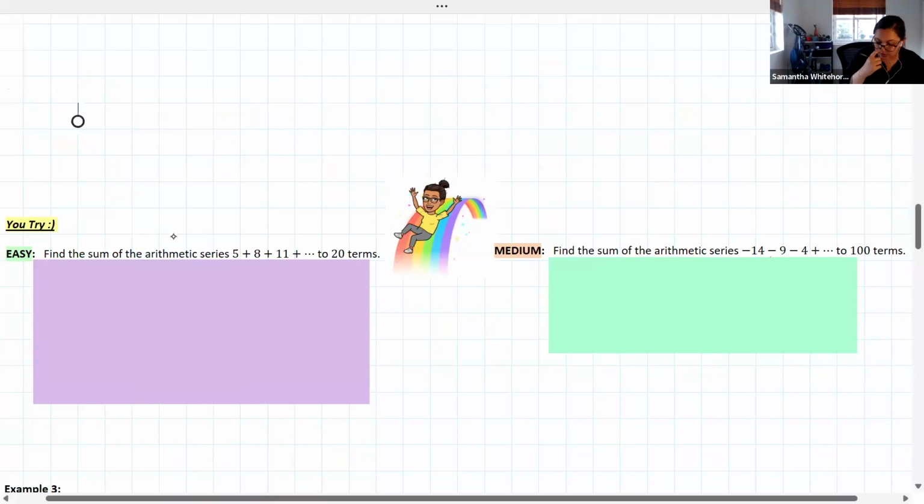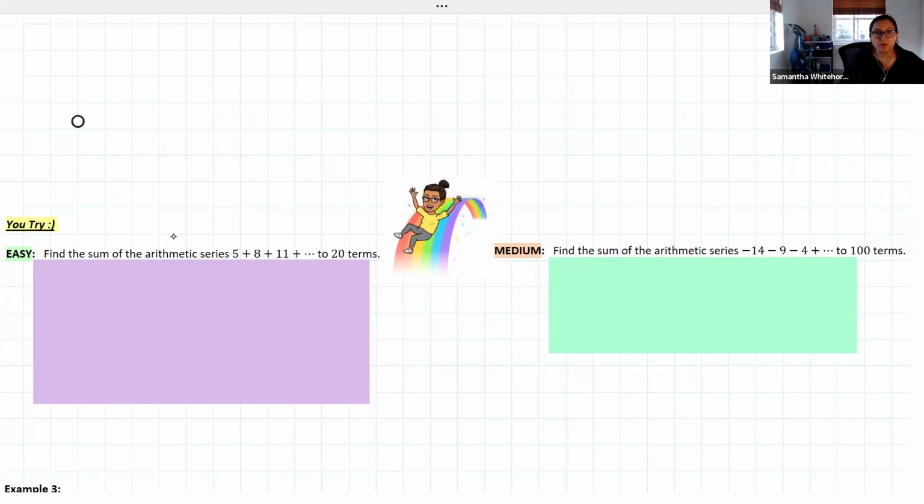The easy one, you've got the arithmetic series 5 plus 8 plus 11, and I want the sum of the first 20 terms. Whereas the medium one, you've got negative 14, negative 9, negative 4, and I want the sum of the first 100 terms.